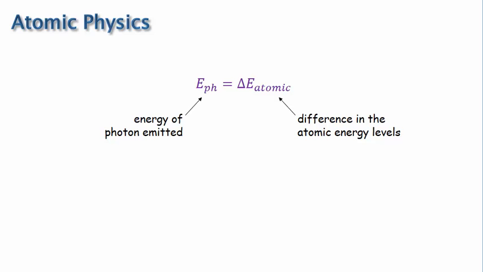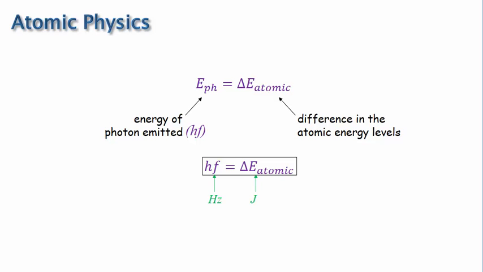So in general, the energy of the photon emitted is equal to the difference in the atomic energy levels. As we know, the atomic energy is hf, so substituting this in, the equation becomes this, where we can see that the frequency of the emitted light is determined by the difference in the energy levels as the electron transitions down from a higher level to a lower level.